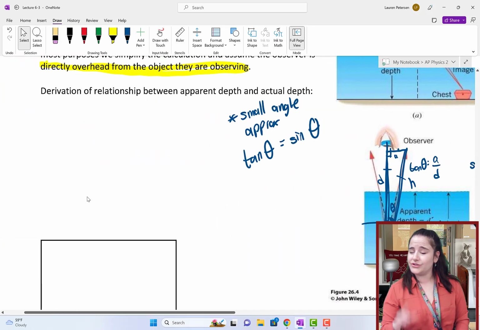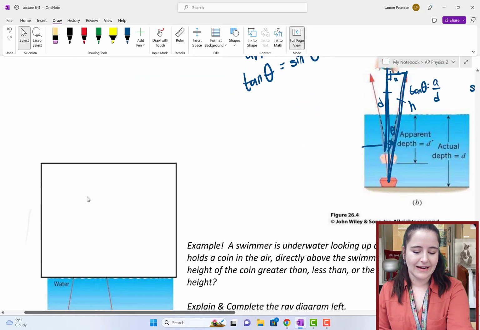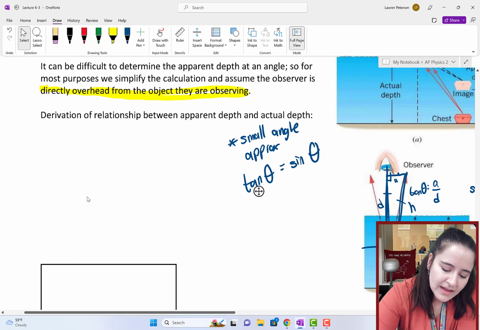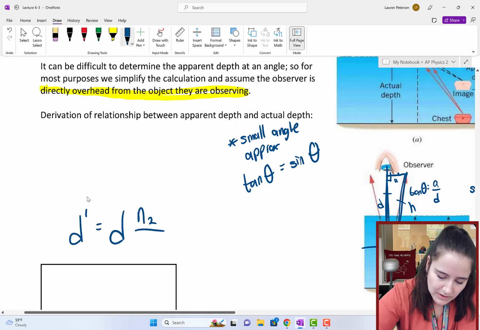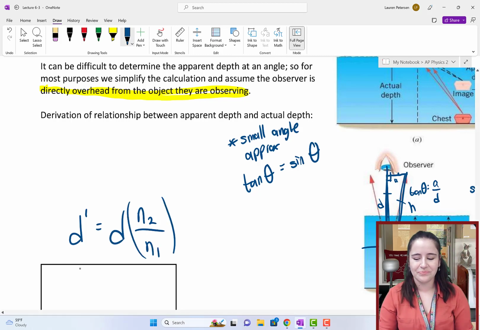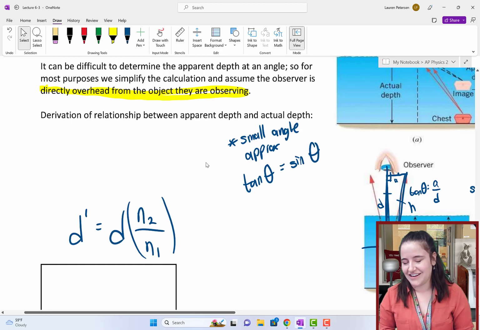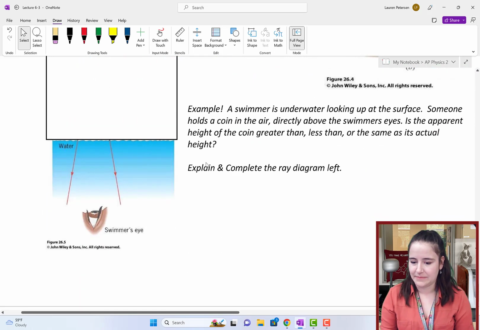I'm going to actually challenge you guys to do the derivation to help trim this lecture down a little bit, but it is one of those equations that comes up that's not on your equation sheet, and it comes out that the apparent depth is equal to the actual depth multiplied by those indexes of refraction. Okay, so hopefully you guys can see how that'll work out with that tangent theta. See what to plug in for sine. Do you know what to plug in? You got it. Okay, so let's go ahead and do an example.